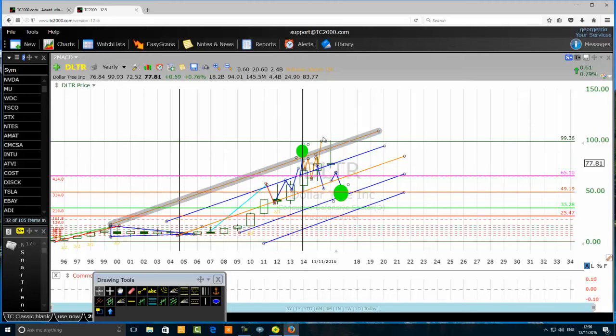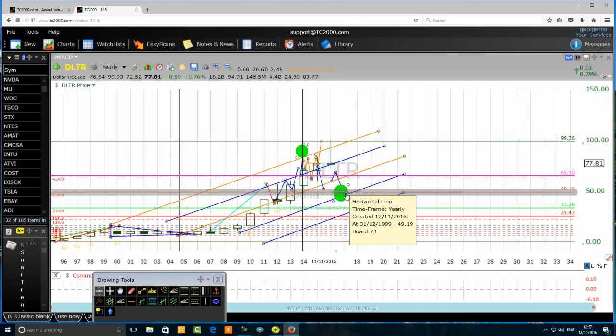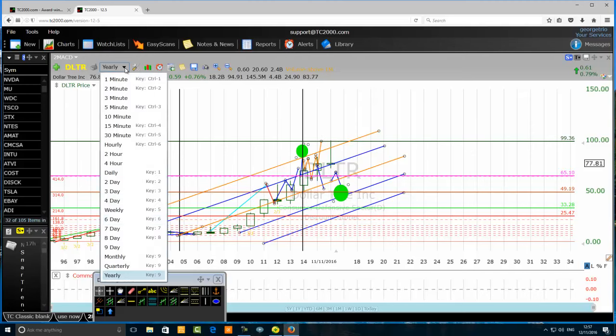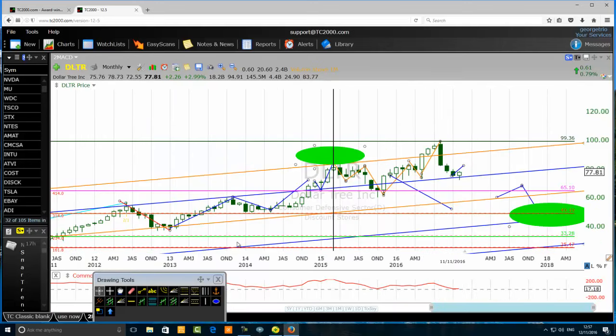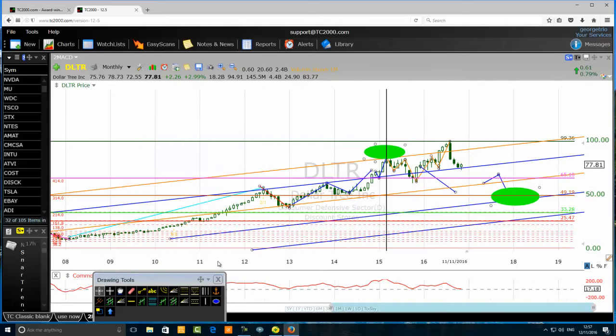1, 2, 3, 1, 2, 3. We are expecting 1, 2, 3, 4, 5 down. Let's go back again to the monthly chart, observing only those Fibonacci extension levels.